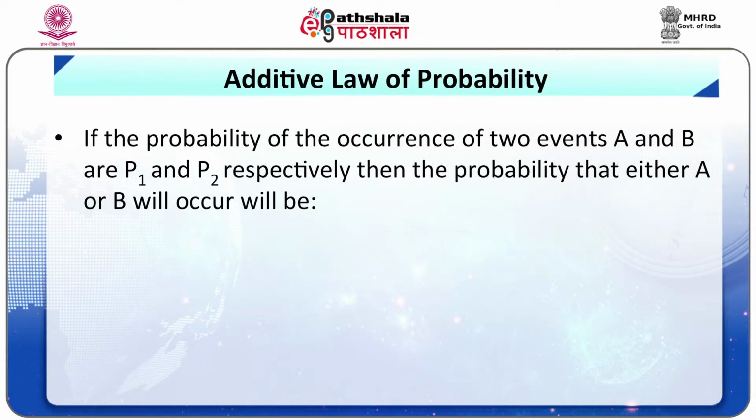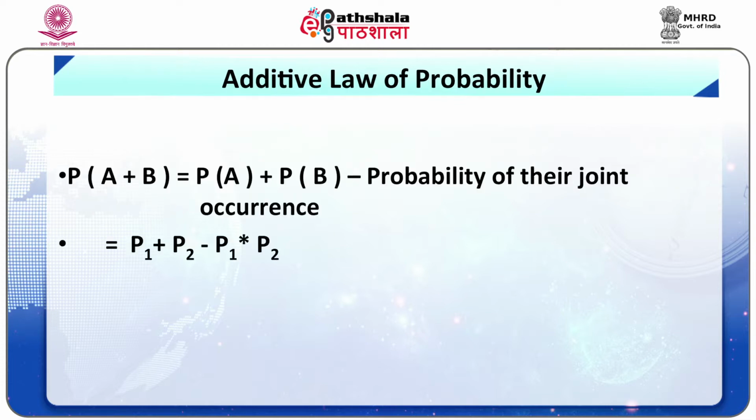Additive law of probability. If the probabilities of the occurrence of 2 events A and B are P1 and P2 respectively, then the probability that either A or B will occur is equal to P(A + B), which is equal to probability of A plus probability of B minus probability of their joint occurrence. It can also be written as P1 plus P2 minus P1 into P2.